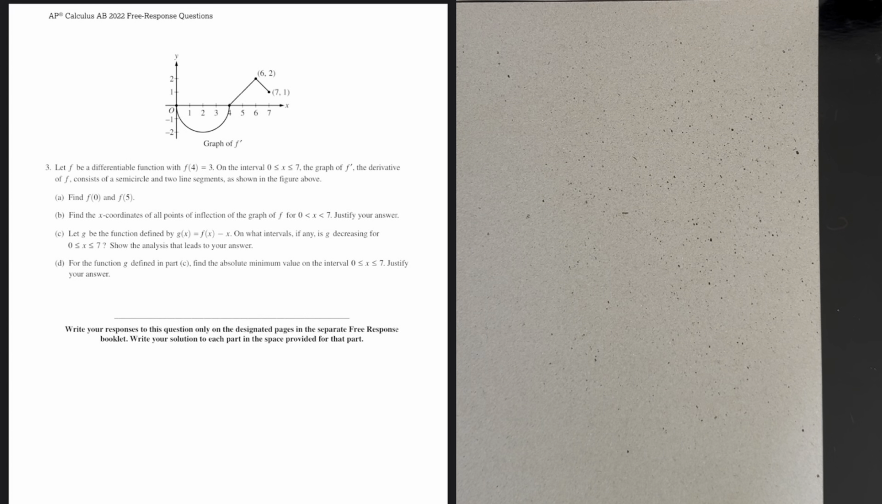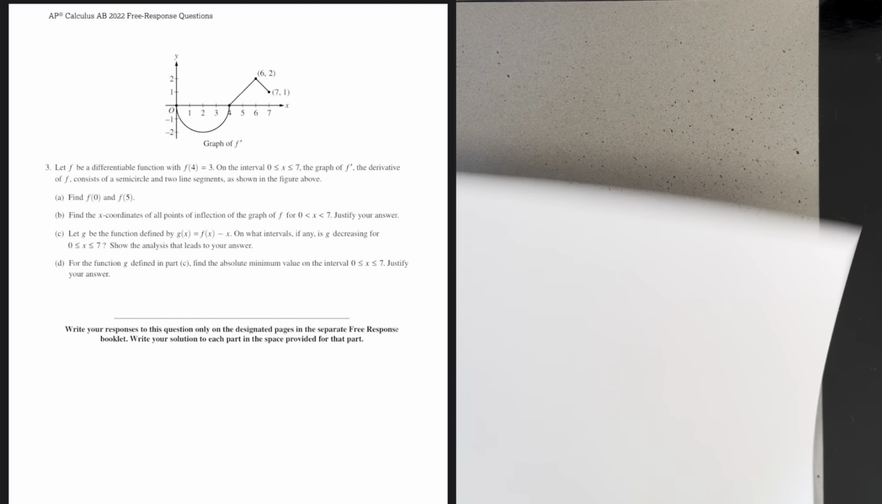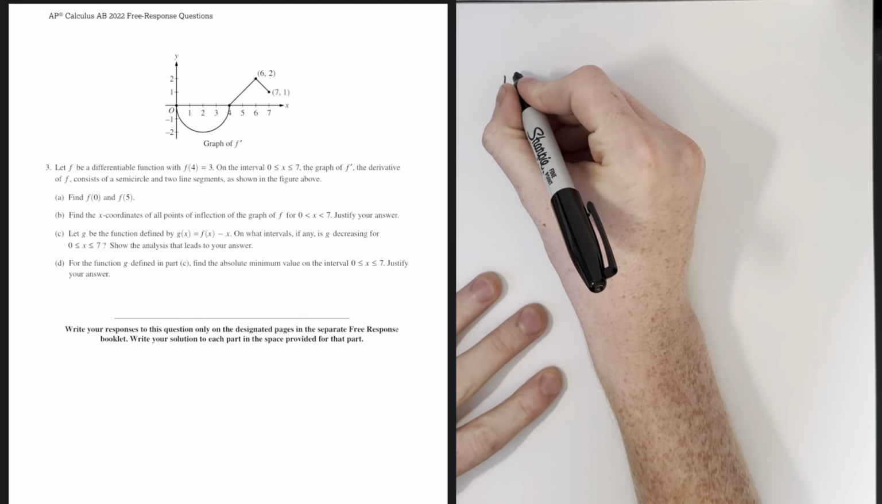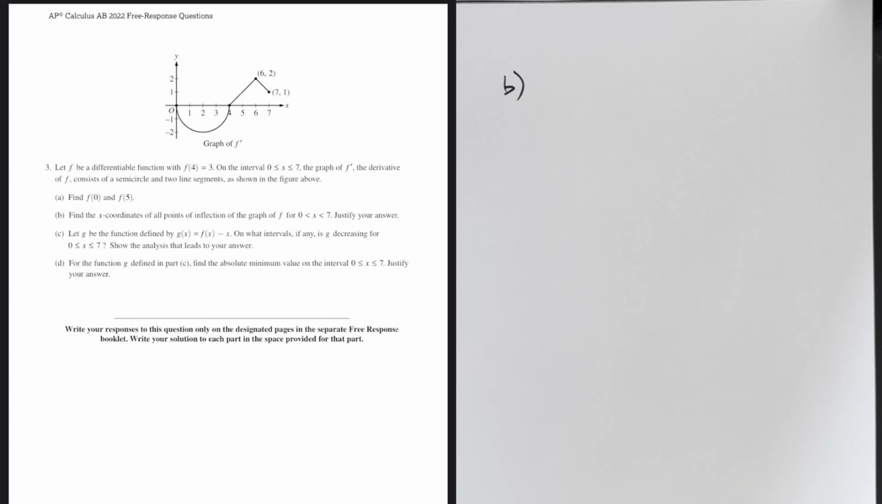But let's move on to part B. We already got a third of the points, so we're moving at a pretty solid clip, you know? Part B says find the x-coordinates of all points of inflection of the graph of f for x's between 0 and 7. And it says justify your answer.